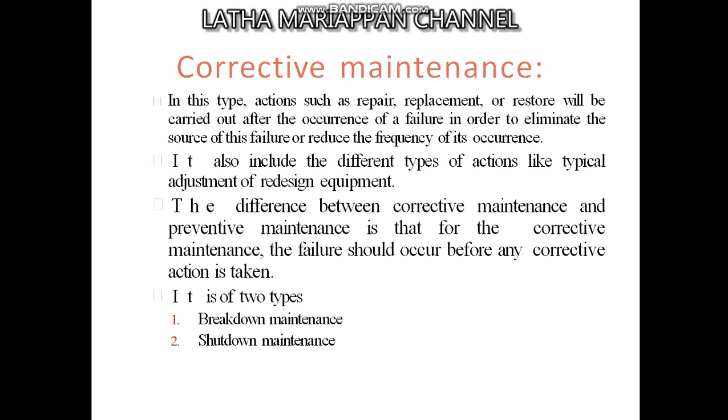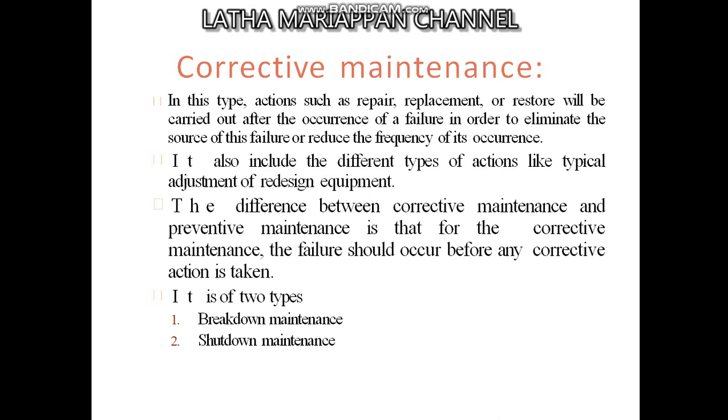The next one is corrective maintenance. In this type, actions such as repair, replacement or restoration are carried out after the occurrence of a failure, in order to eliminate the source of the failure or reduce the frequency of its occurrence. It also includes different types of actions like adjustment and redesign of equipment, etc. The difference between corrective and preventive maintenance is that in corrective maintenance, the failure must occur before any corrective action is taken. There are two different types of corrective maintenance: breakdown maintenance and shutdown maintenance.